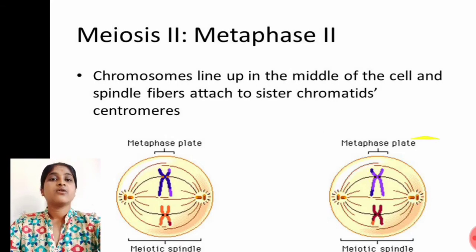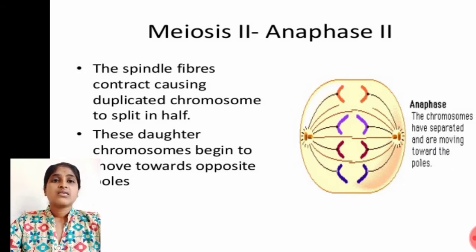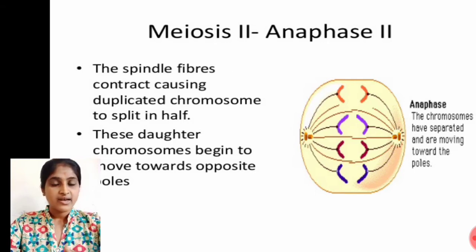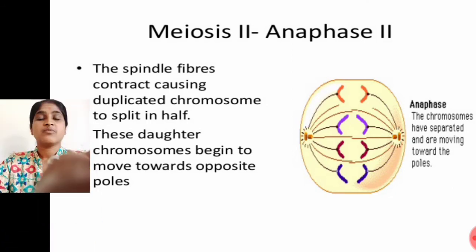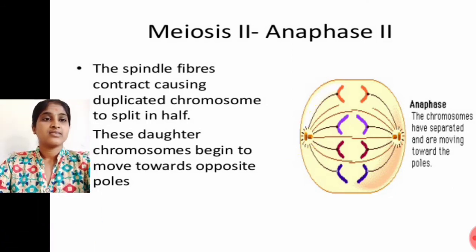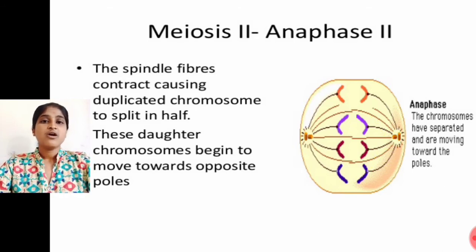Okay. Next we go to anaphase. This is the diagrammatic representation of anaphase. Here the spindle fibers contract, causing the duplicated chromosomes to split in half. Here the chromosomes are again divided or split in half, and the chromosomes move to opposite poles. These daughter chromosomes begin to move towards opposite poles. This type of movement we see.